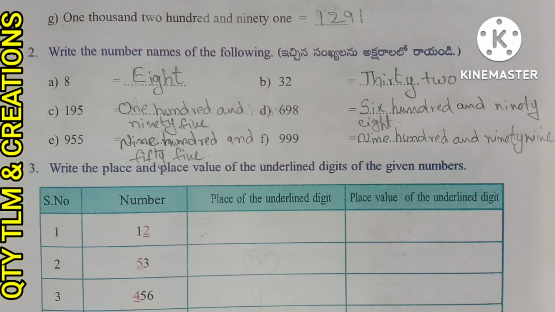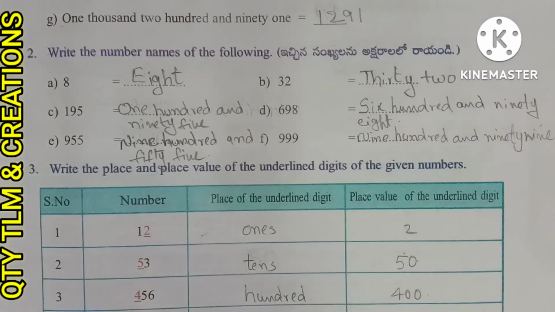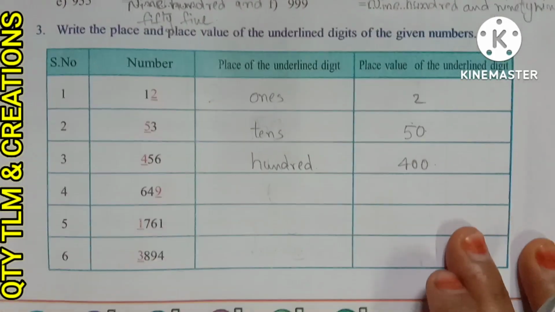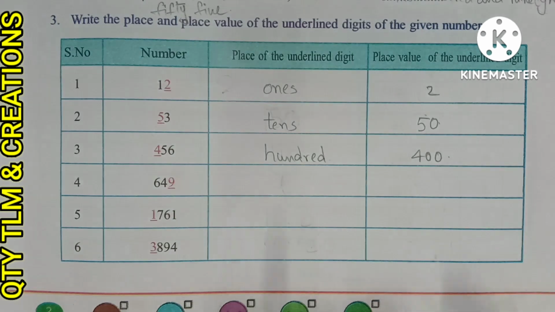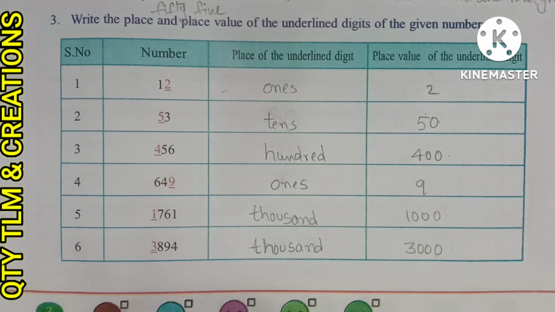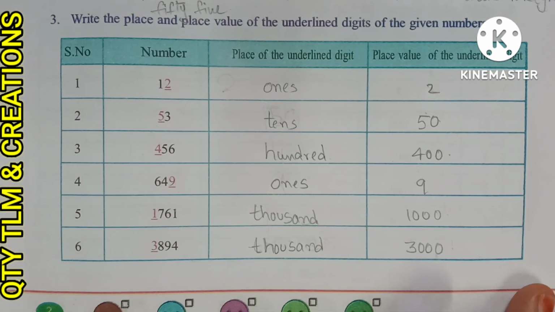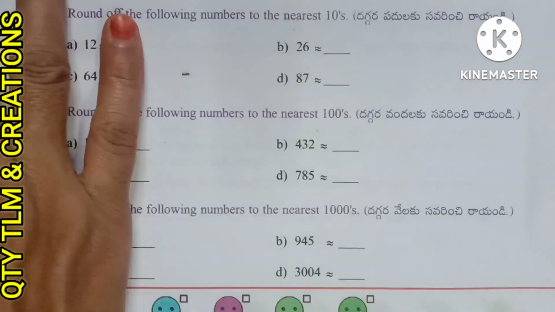Next question, write the place and place value of the underlined digit of the given numbers. Here first one 12. Place of the underlined digit is ones and place value of the underlined digit is 2. Next 53. Underlined digit is 5. Place of the underlined digit is tens and place value of the underlined digit is 50. Next 456. Place of the underlined digit is hundreds and place value of the underlined digit is 400.